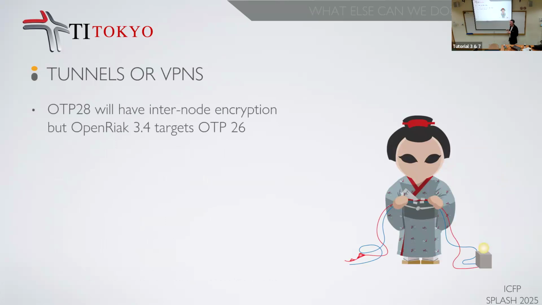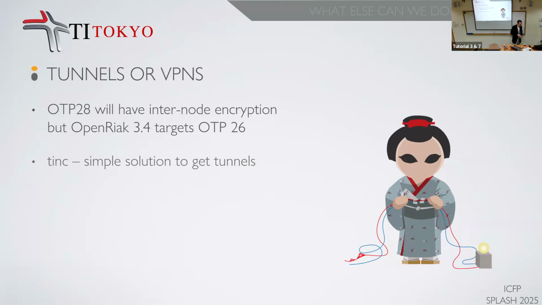So, tunnels or VPNs. Incidentally, OpenRiak runs on OTP 28, that's the version of the language for those not familiar. No, we don't run on 28, I apologize. Currently, the live version runs on 24. 3.4 will be released in late autumn this year and will run on OTP 26. Unfortunately, encryption for free between nodes doesn't happen until OTP 28, so you'll probably have to wait for version 4.0, which will be next year, I expect. We have a solution in the works, we're just not there yet because the programming language we run on doesn't support that yet. But we will be there.